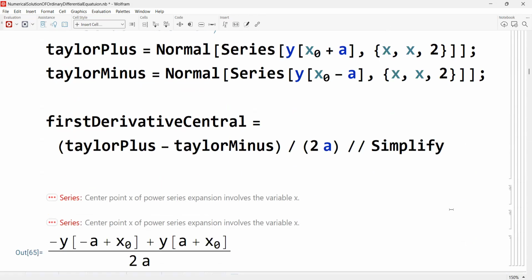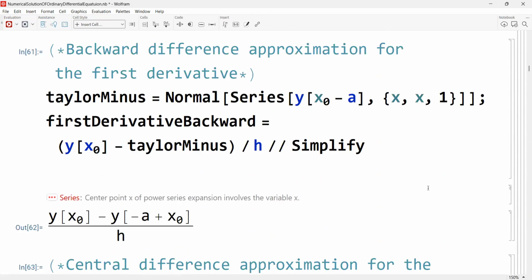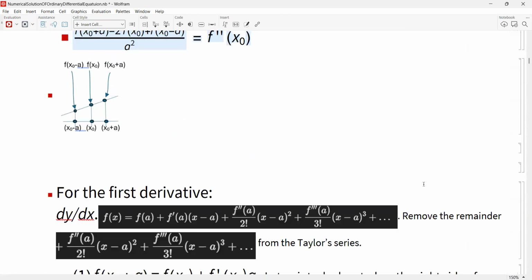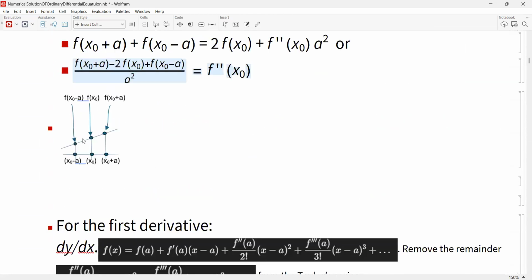Okay, so refer to this geometrical figure here. This one is the forward difference. So for the forward difference, we have minus f of x sub 0. Then for the backward difference, f of x sub 0 minus f of x sub 0 minus a.